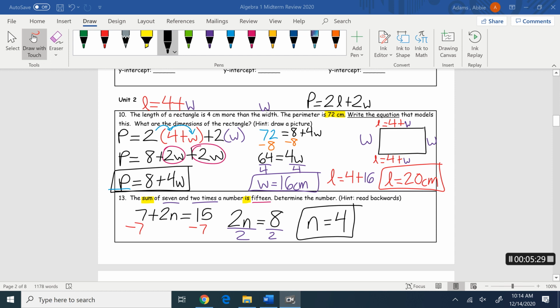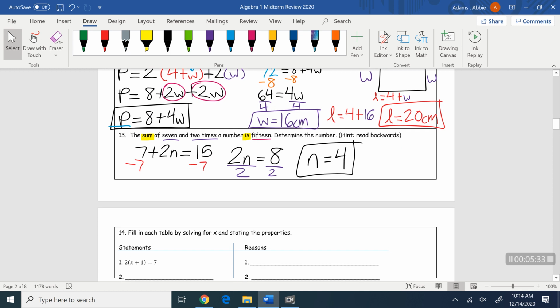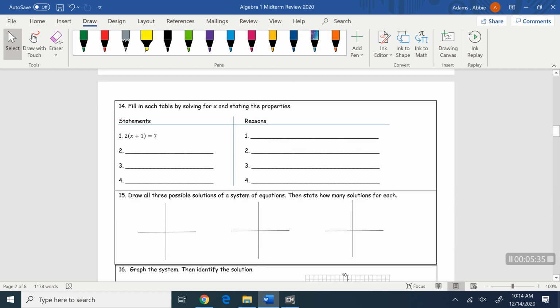Alright guys, and that covers problem 13. So let's go on to problem 14. We've skipped 11 and 12 somehow there. You know, math teachers, sometimes we miss numbers. It's all good. Alright, so number 14 says fill in each table by solving for x and stating the properties.